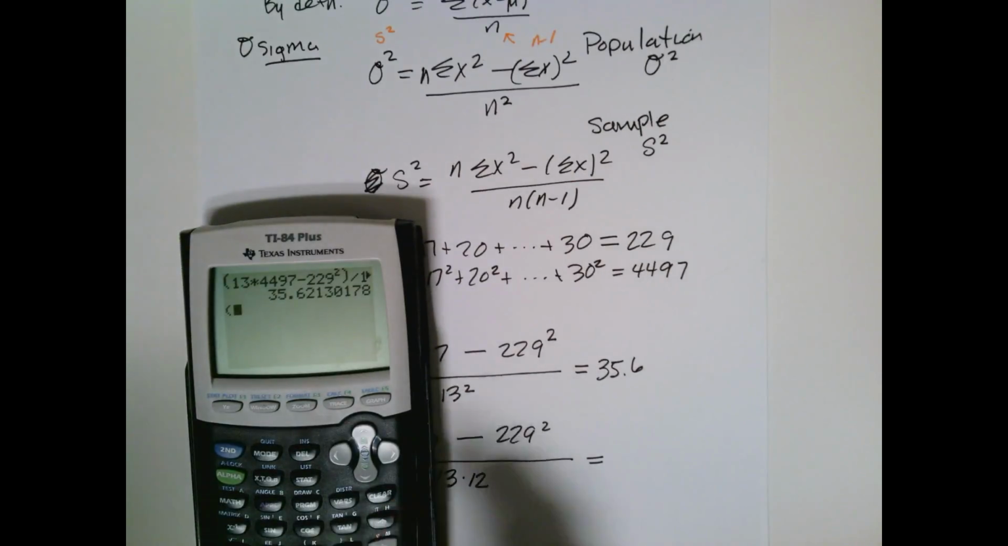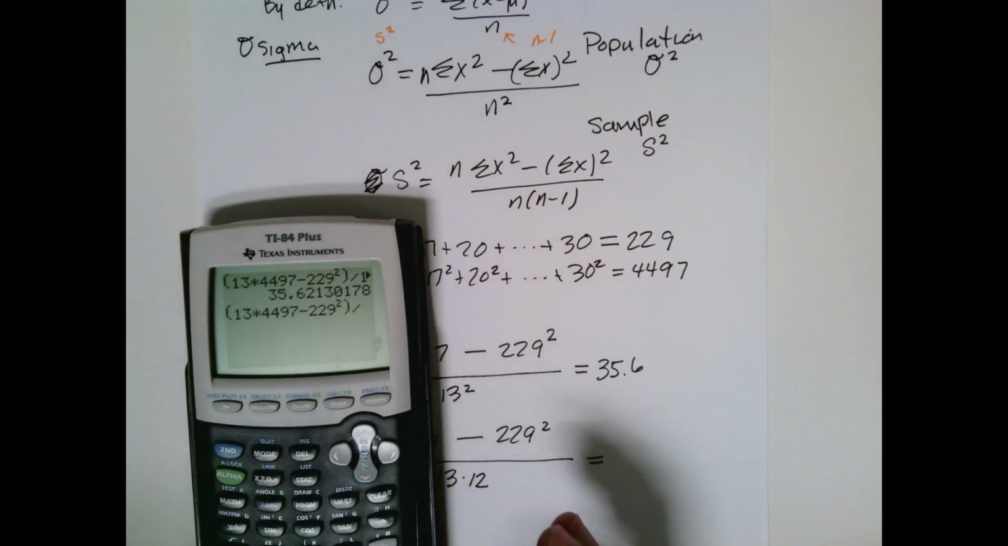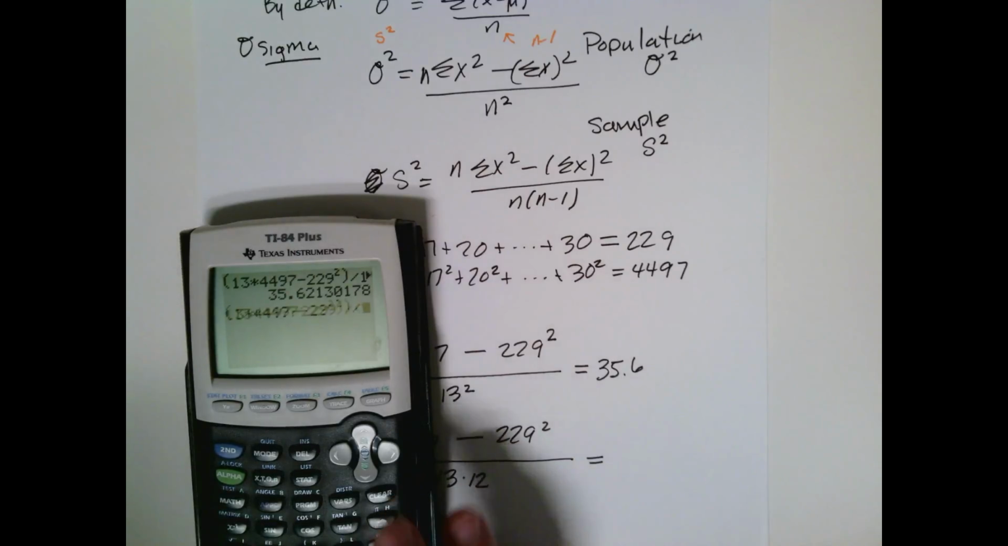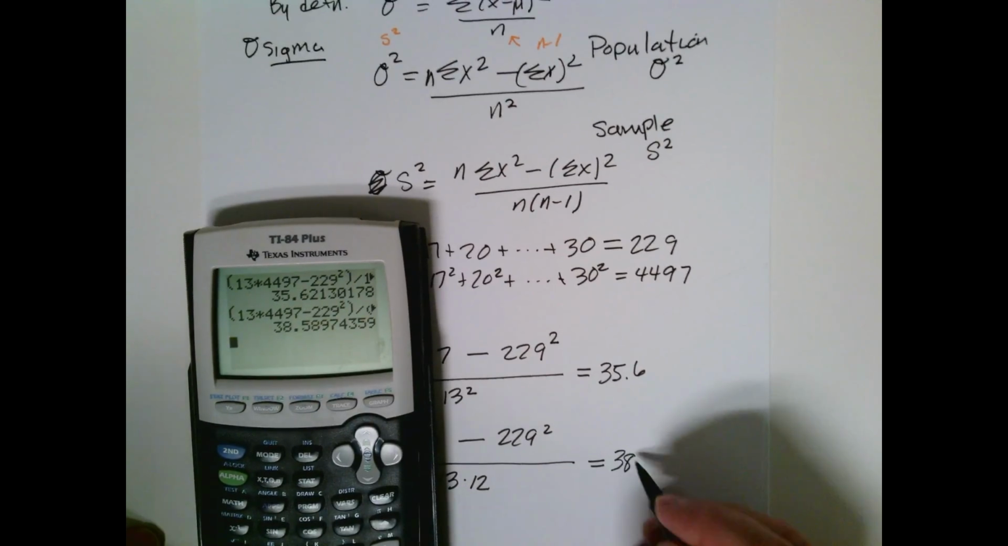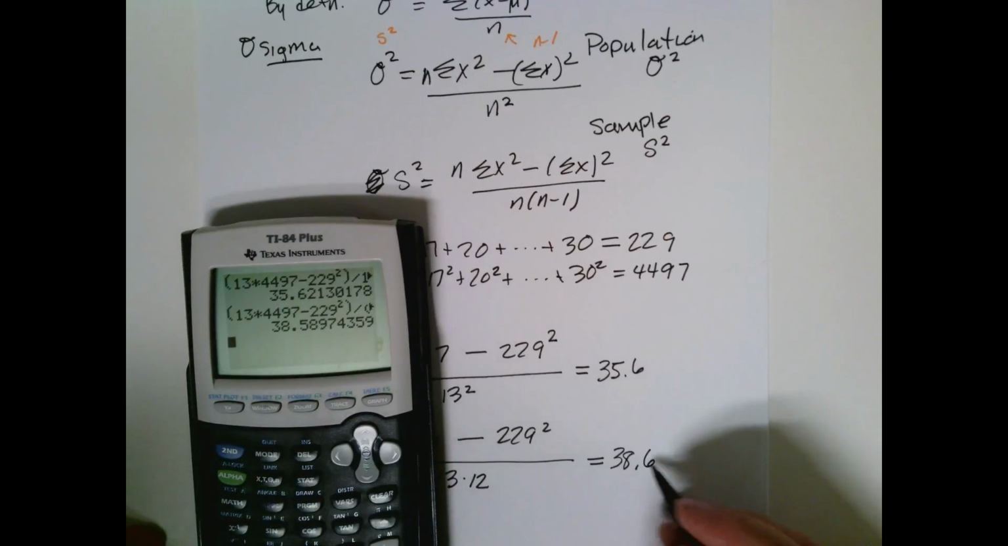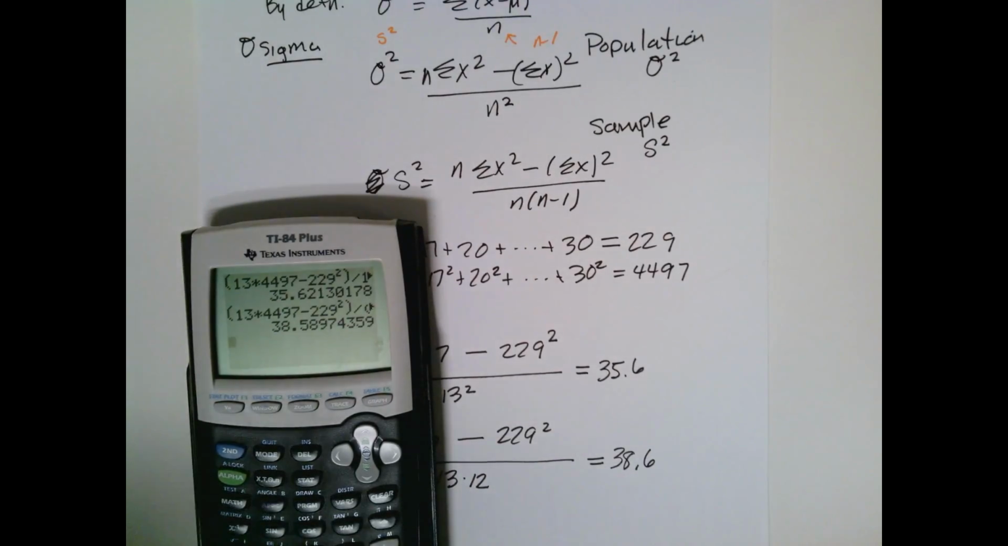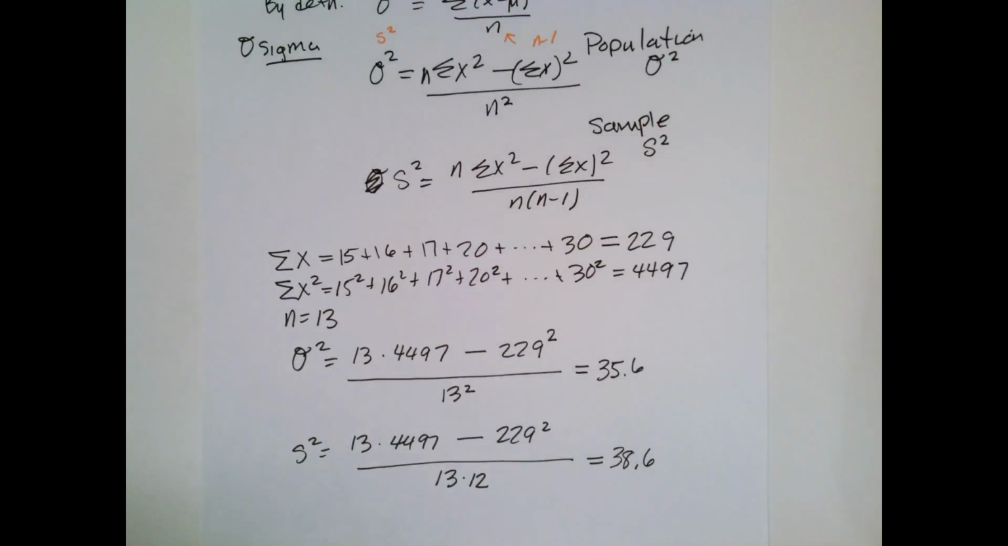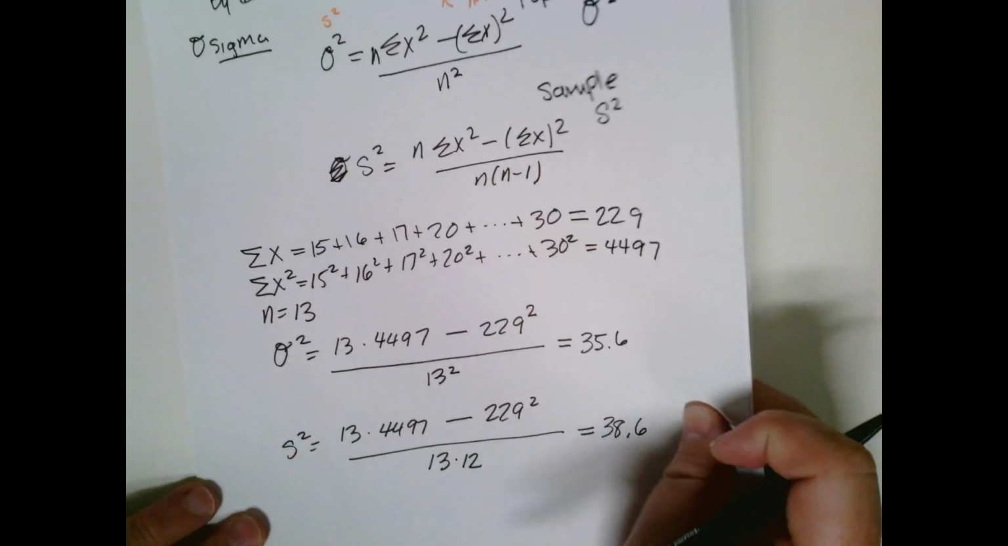Now, if this is a sample, again, the numerator is exactly the same. But this time, we have 13 times 12. You can do it ahead of time, or if you do it on the calculator, you can use 13 times 12, and you get 38.6. Round off to one decimal place because of the rounding rule. That's the variance.